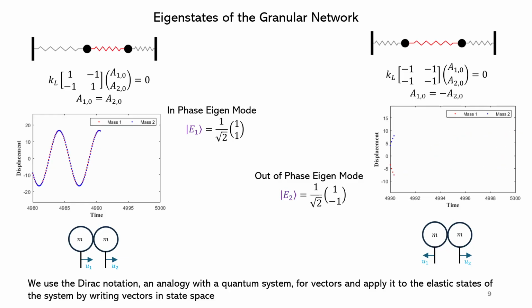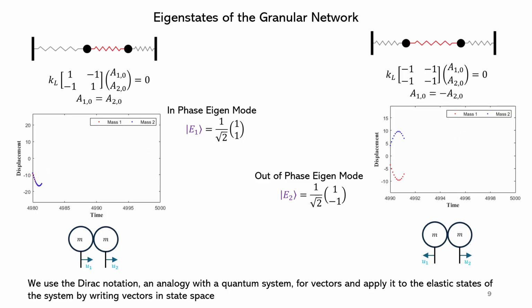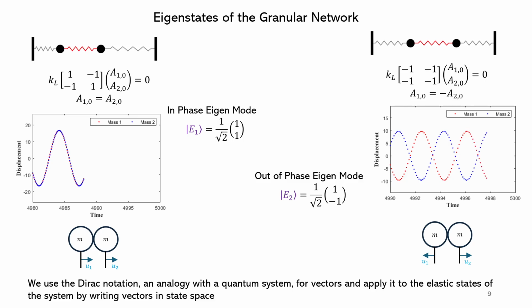And in the second eigenmode frequency, omega_d squared equal to 3 kl by m, we can see that they are moving out of phase. That means a1 equals minus a2. This is our out-of-phase mode, moving in opposite directions. So this is e2, as (1, -1).